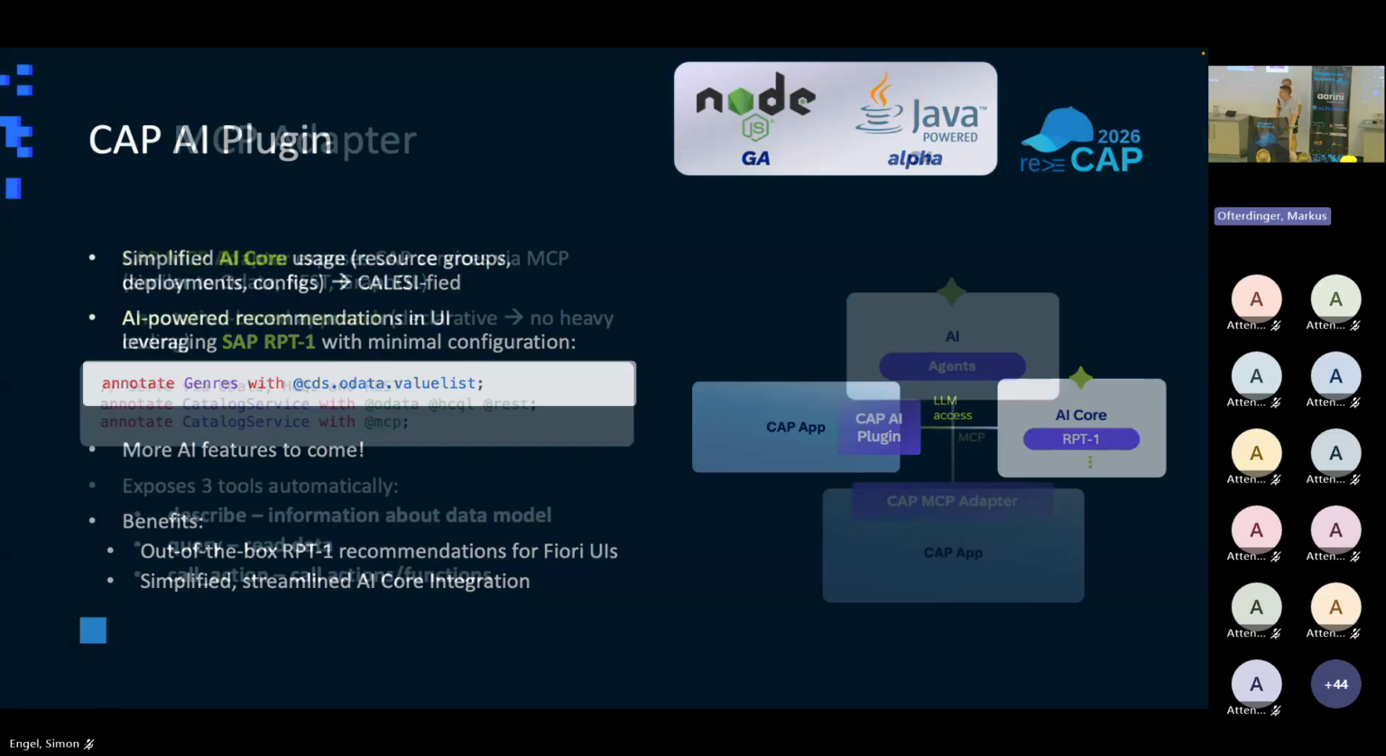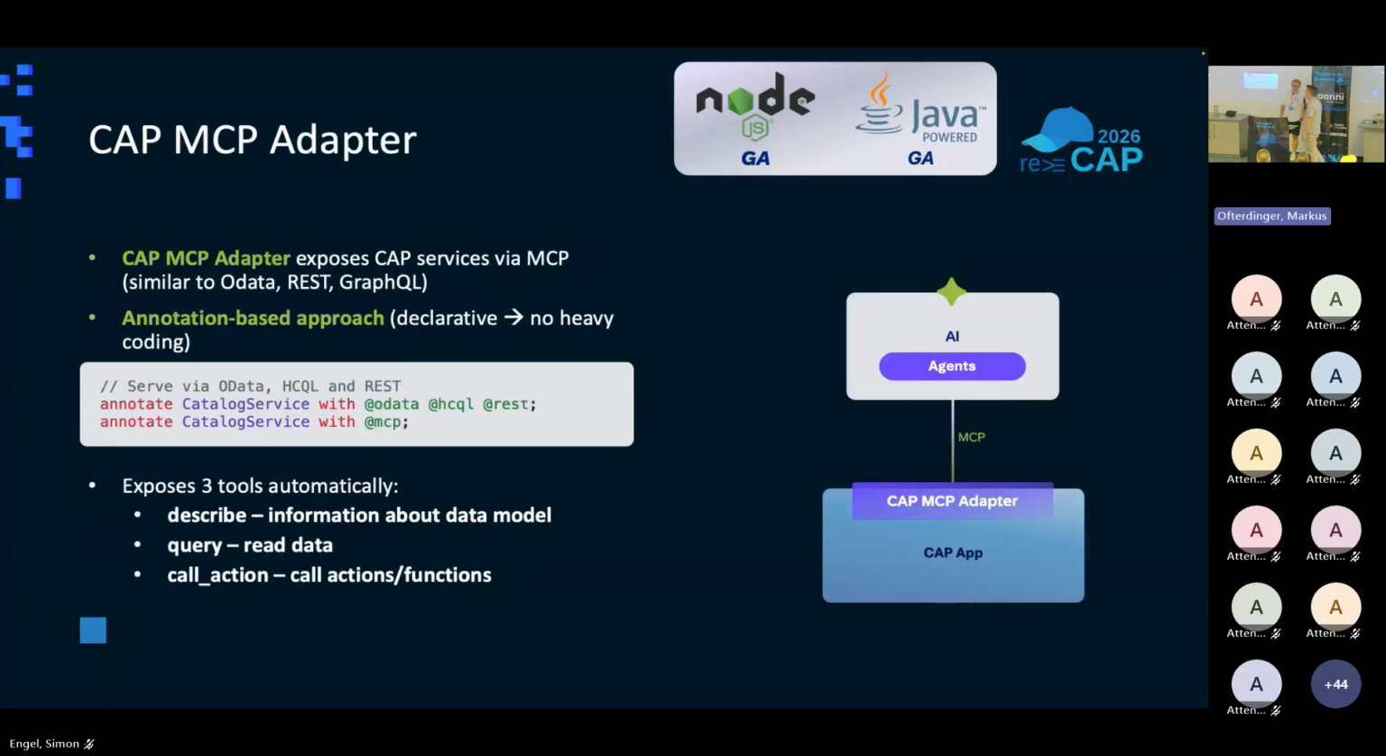Okay, what we also saw is the brand new CAP MCP adapter. Again, very simple to use. You just need to add one annotation, add MCP, and you basically get a fully fledged MCP server out of the box, exposing the 3 tools that we mentioned. The describe tool for retrieving information about the data model, so the AI agent can query the data model and knows what kind of entities we have. Then the query tool to read data, to basically execute arbitrary queries. And then also one more tool for calling actions and functions.